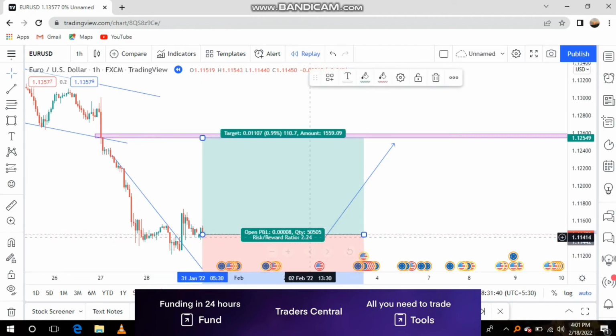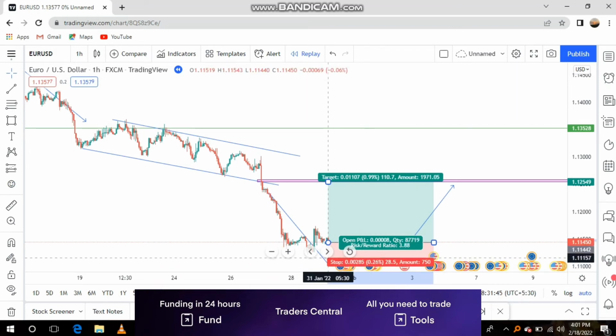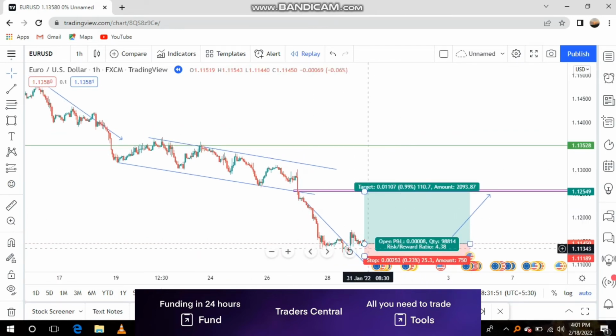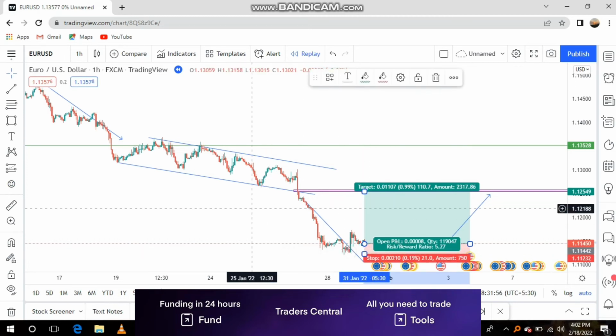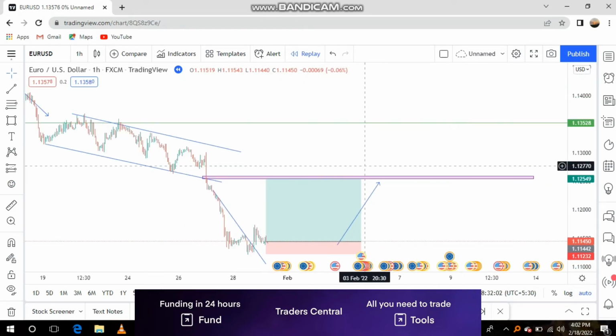So I don't risk so much because remember, the market can always go the other way. So I'll just put my stop loss just below this level right here. I'm just risking something like 10 pips. So this is a ratio of 5 to 7. This is a very good one. Yeah. So now you let the market play out, guys.